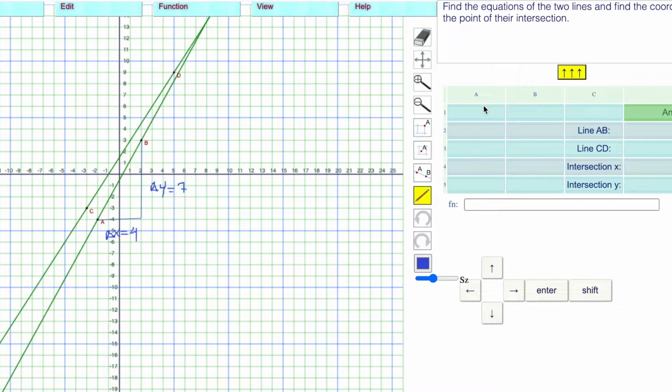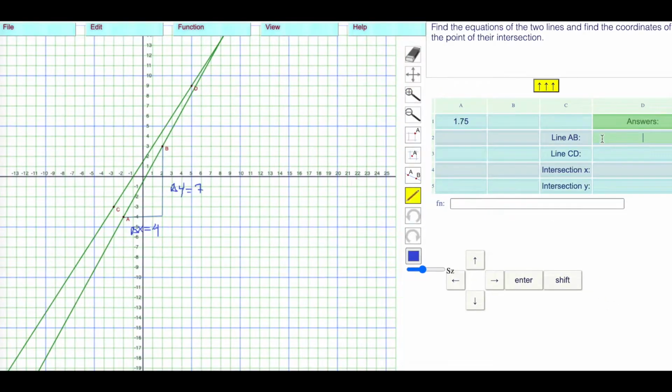So I'm going to put my a here, which is 7 over 4, equals 1.75. We're going to get the equation y is equal to 1.75x plus the b value. The b value: start with my equation, y is equal to 1.75x plus b, and then I'm going to replace the x and y with some point.